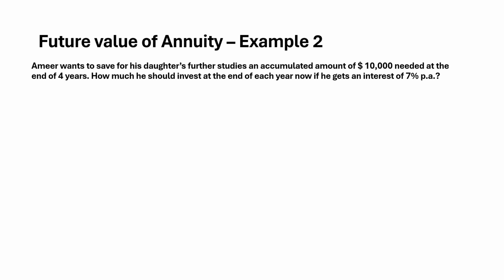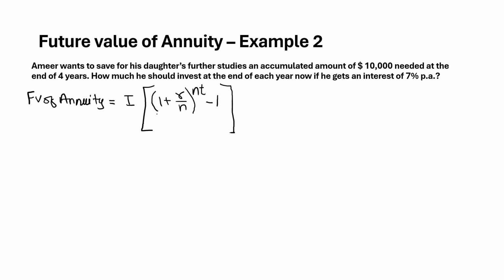The first thing we should do is write the formula. So future value of annuity is equal to, remember the formula, I bracket, now this bracket 1 plus R by N bracket close NT minus 1. This bracket we will close, divided by R by N.